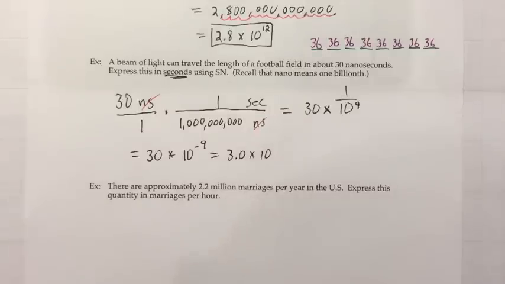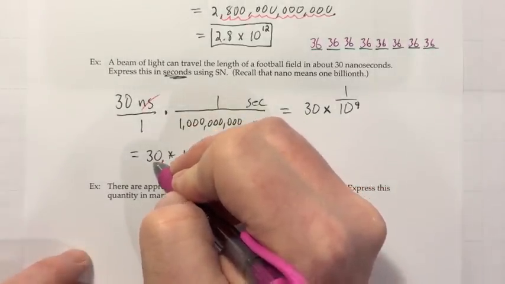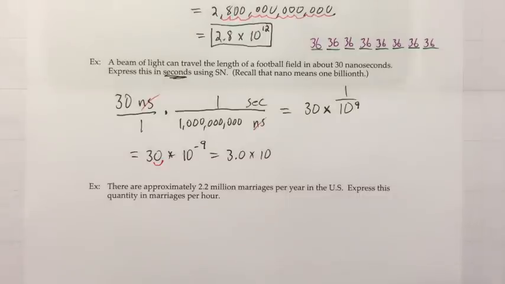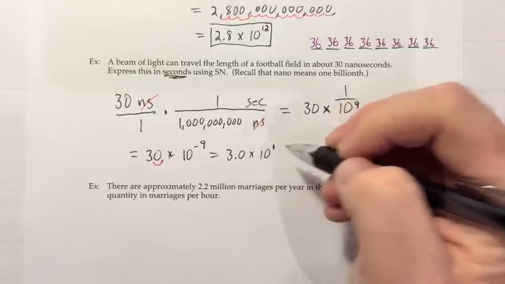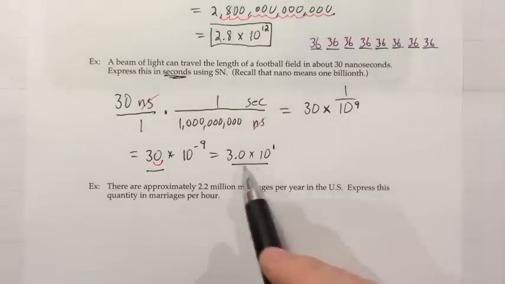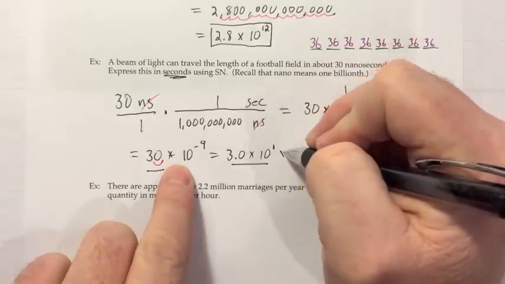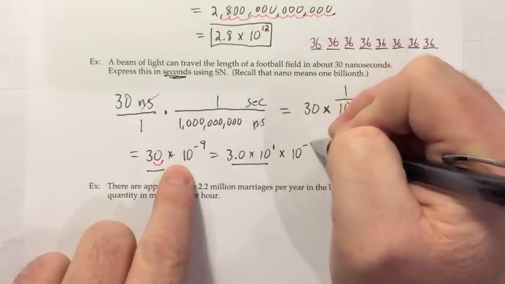Well, if it was 30 and I make it 3.0, I'm just moving the decimal from here to there, so just one spot. So that would be times 10 to the first. That would be scientific notation for just this part. And you can check it, 3 times 10 is back to 30, right? But we still have this piece over here as well, times 10 to the negative 9.